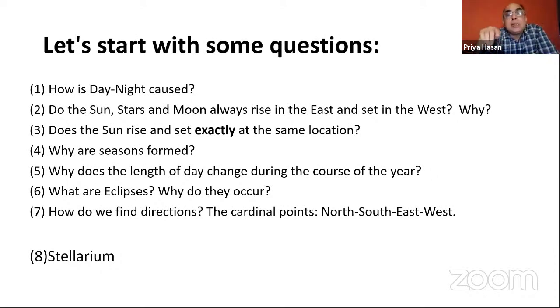Do they rise exactly in the same location? No, they don't. Yeah, there is a shift. On 2 days every year, they rise exactly at a certain point. Which are those days? When does the sun exactly rise in the exact east position?